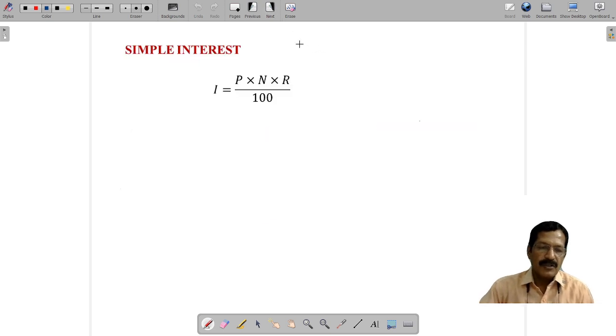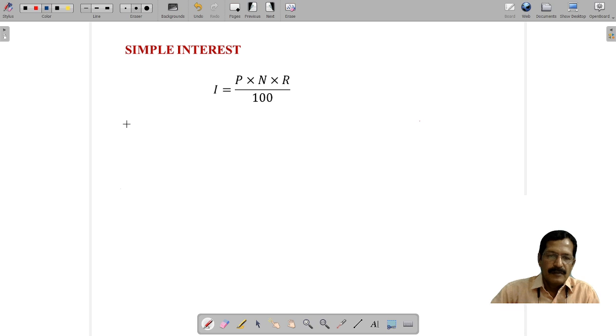Dear children, another important topic is simple interest. Simple interest means the interest charged on a principal for a certain number of years, a certain period of time, at a particular rate per year. It is calculated by I equal to P into N into R by 100, where P is the principal, N is the number of years, and R is the rate per annum.